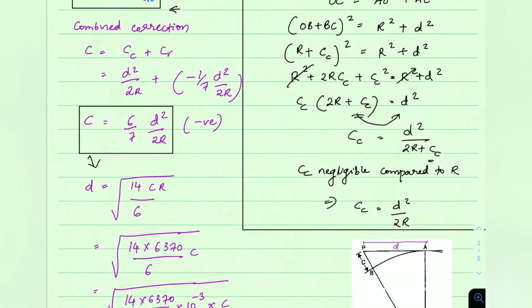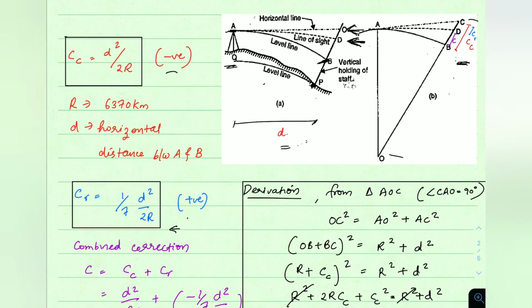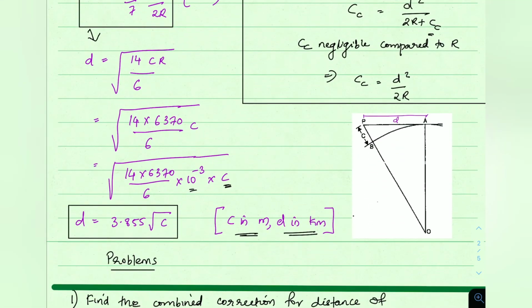This is a very important as well as very simple topic. You just have to remember this formula, D square by 2R, and which is positive, which is negative. And if possible, remember this also. C will always be in meter and D is in kilometer. Initially everything is in kilometer, but correction is always a comparatively smaller value. So you just remember that it will be converted into meters.